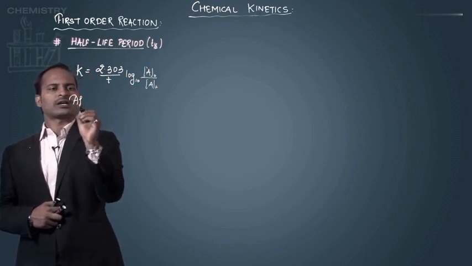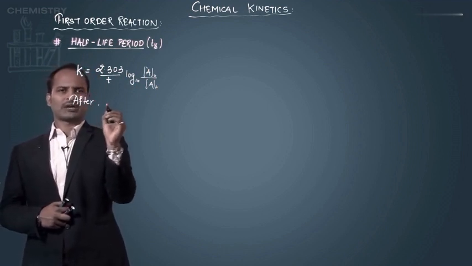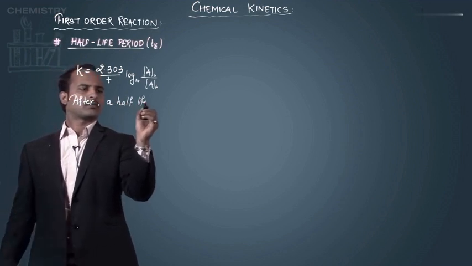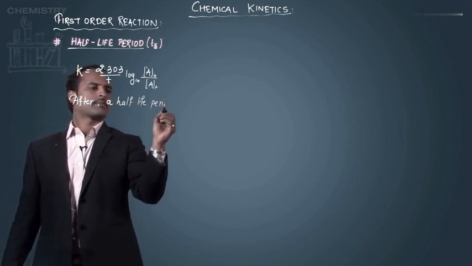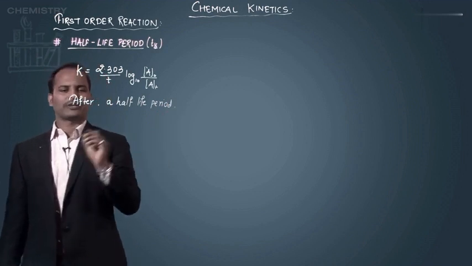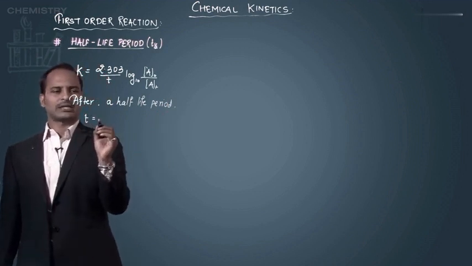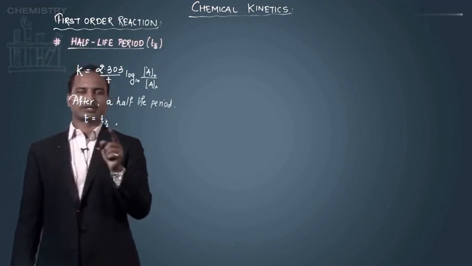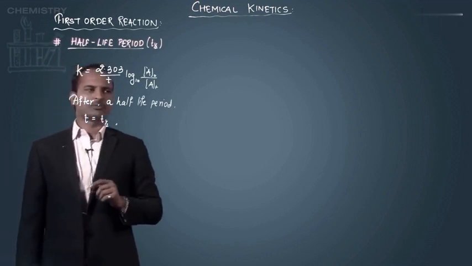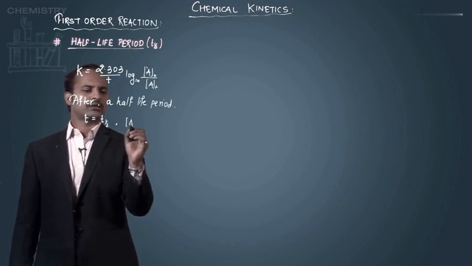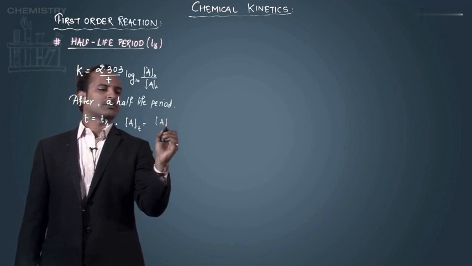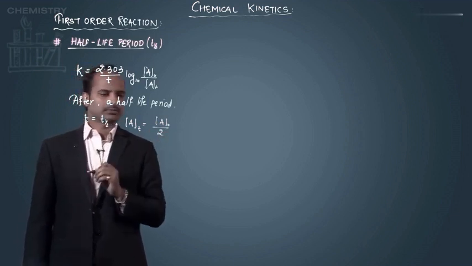Now suppose one half-life period is completed. That is, I can say t is equal to t half. After one half-life, if t is equal to t half, then how much reactant will be left? Then the amount of reactant left, that is At, is going to be half of the initial amount, that is A naught upon 2.